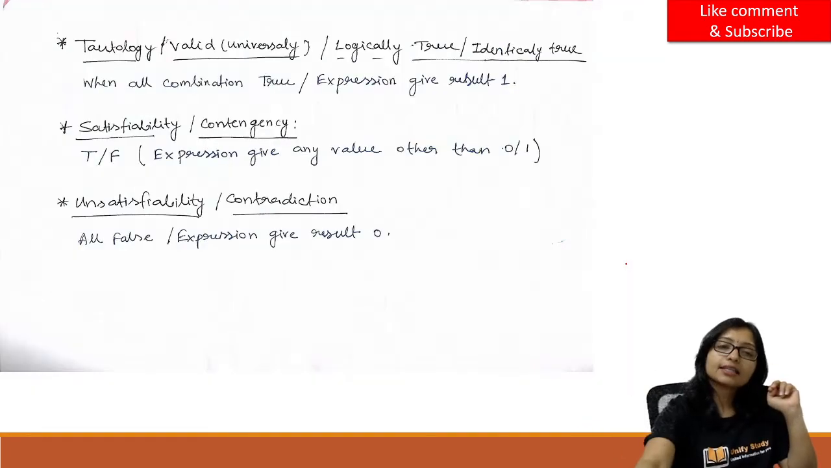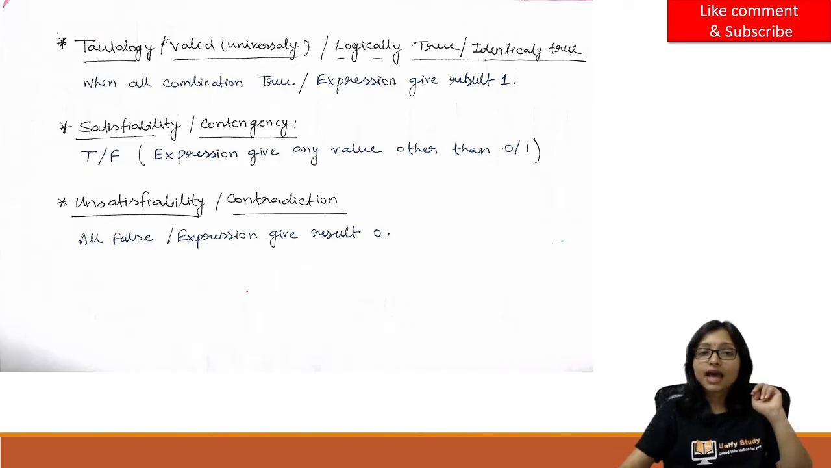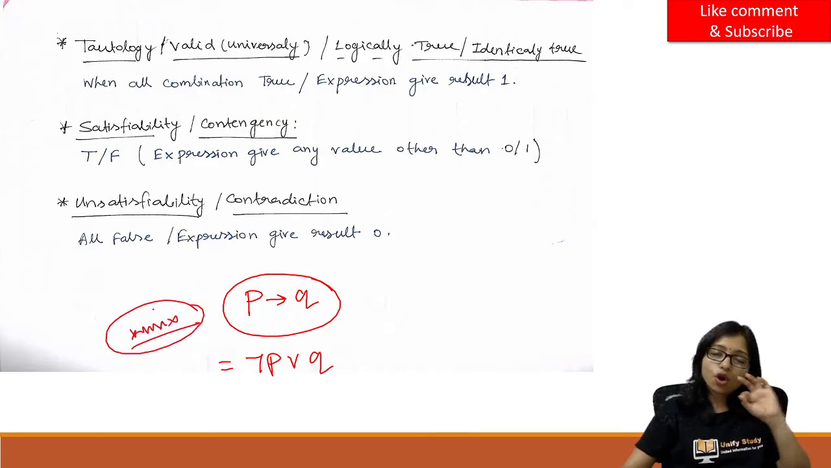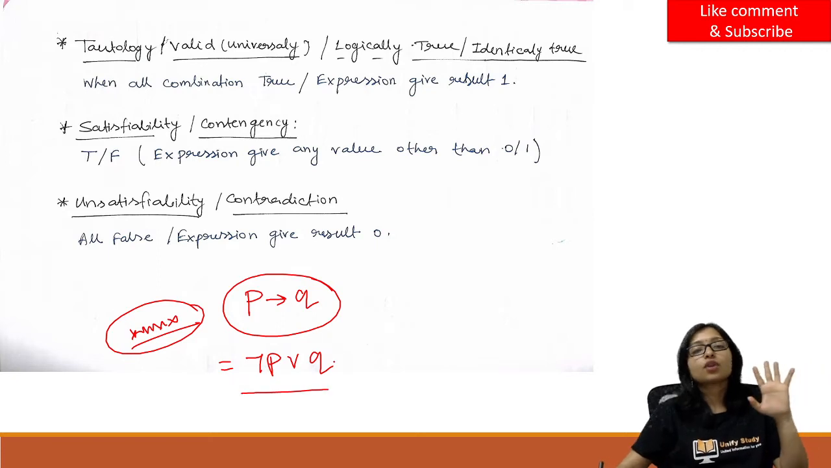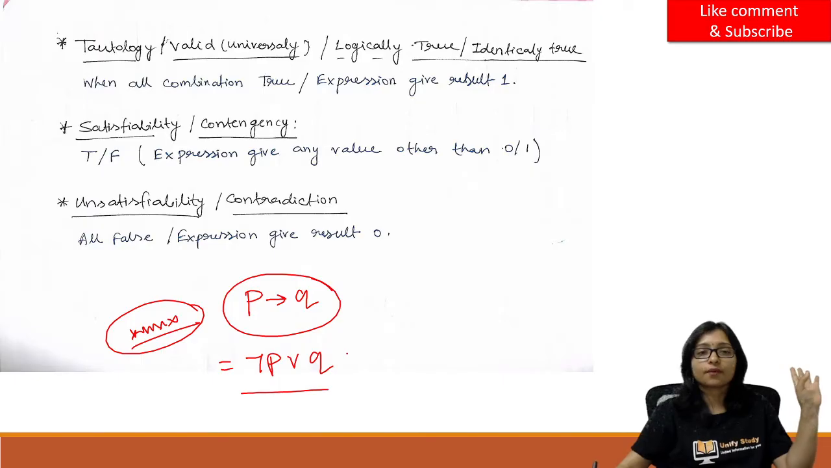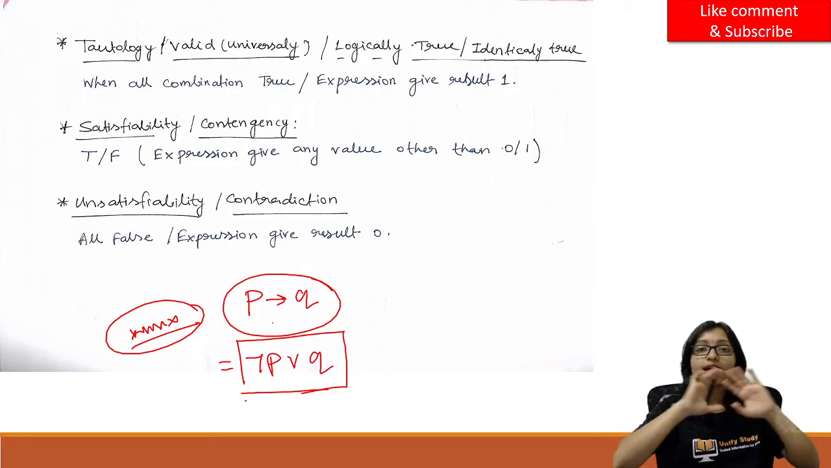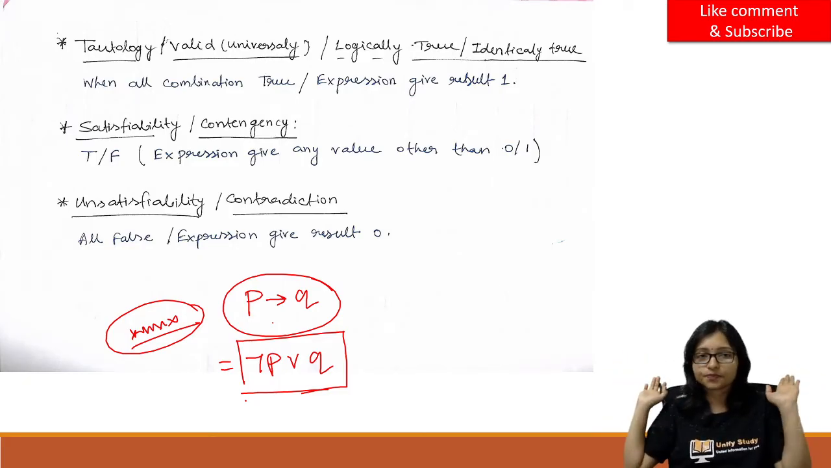Now here is another important thing: P implies Q means what? P implies Q means not P or Q. This is a 5-star formula, which you always have to apply for solving propositional logic, predicate logic, everywhere. P implies Q is not P or Q. Please stick this in your mind, everywhere it will be required.